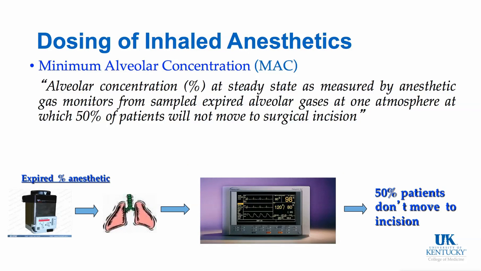MAC is defined as the concentration of the inhaled anesthetic in the alveolus of the lung at steady state, as measured by our anesthetic gas monitors from sampled expired alveolar gases at 1 atmosphere, at which 50% of patients will not move to surgical incision. So the graphic here is showing a vaporizer, vaporizing the inhaled anesthetic. The expired concentration is what's important. We're measuring that with a monitor. It's measuring the alveolar expired concentration. And when we reach a concentration at which 50% of patients don't move to incision, we call that MAC. Luckily, the standard deviation of MAC is quite narrow.